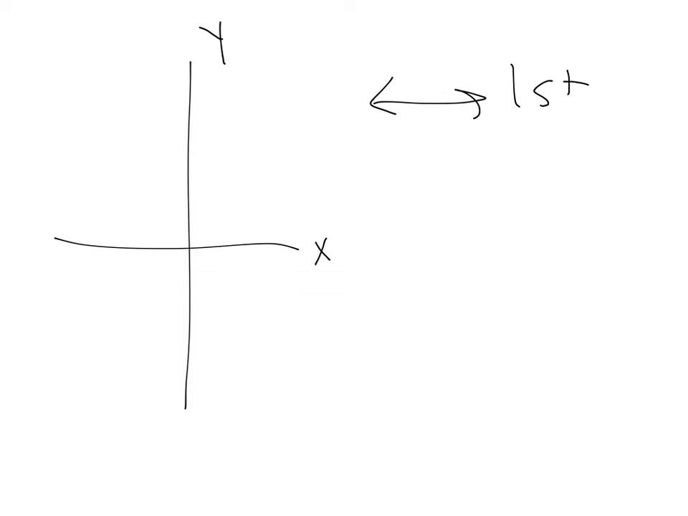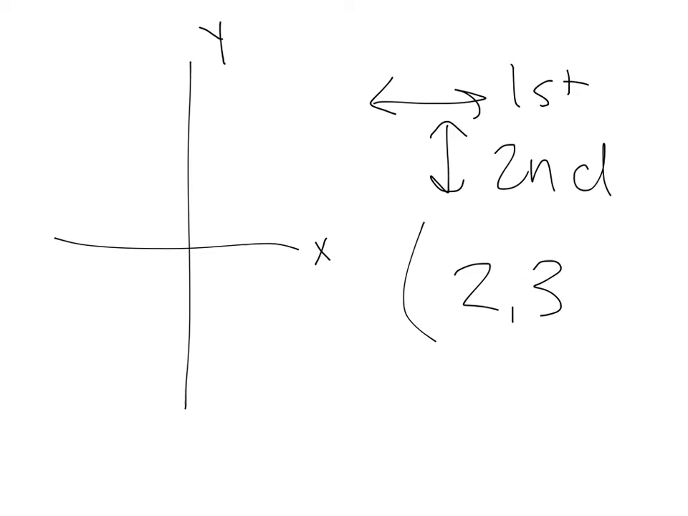So a reminder of the two axes. The one that's horizontal is the x, the one that's vertical is the y. From there, when you're plotting points, you always go left and right first, and then up and down second. So, for example, if you have a coordinate point such as (2, 3), it means you're going to go left or right 2, and then up or down 3.